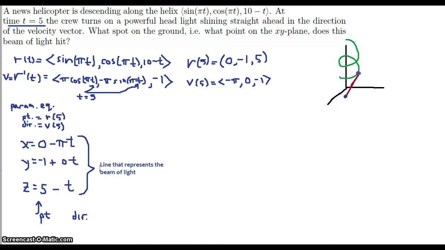And so it's now our job to find the place where this particular line will intersect the XY plane. At what point on the XY plane does this beam of light hit? So we're going to say that the XY plane is given by the equation z equals 0.